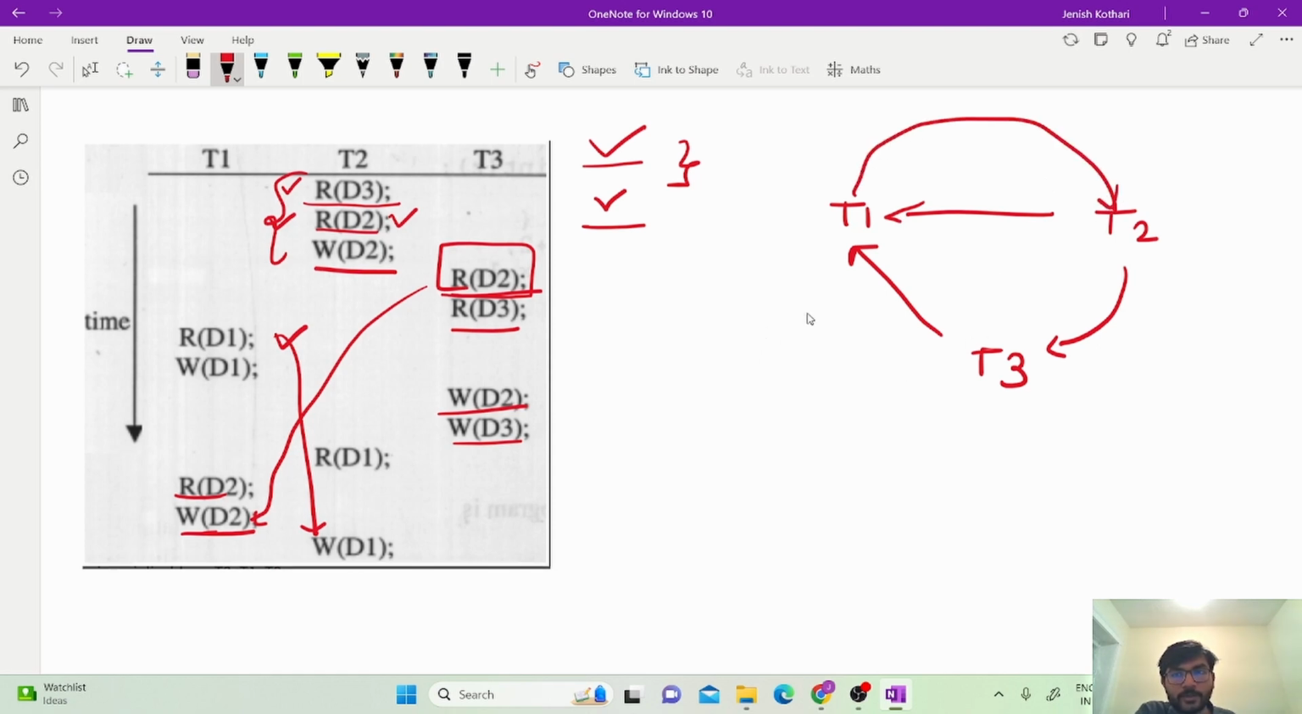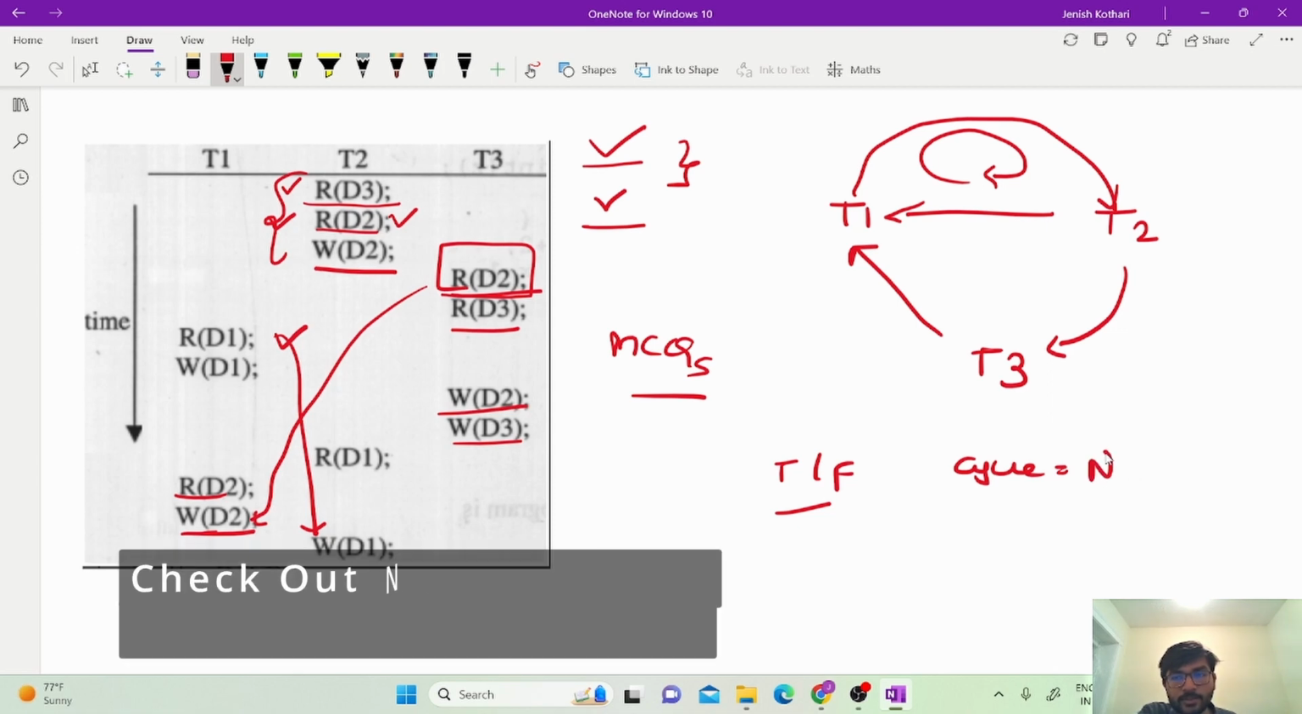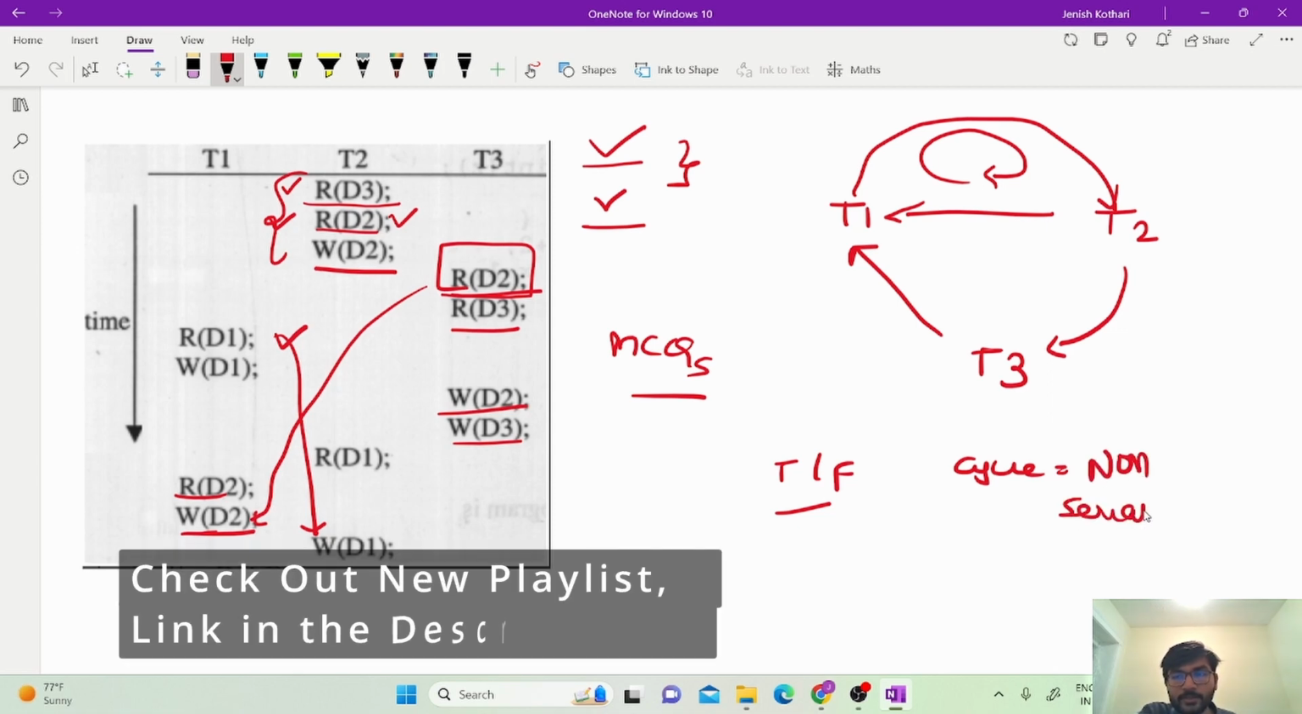So at this point, if this was an MCQ question, I would have stopped over here. If there were no other questions being asked, if this was a true false question, I would have stopped here because I can find a cycle in the graph. As soon as I find a cycle in the graph, I know that the schedule is non-serializable. So that's it for this problem.